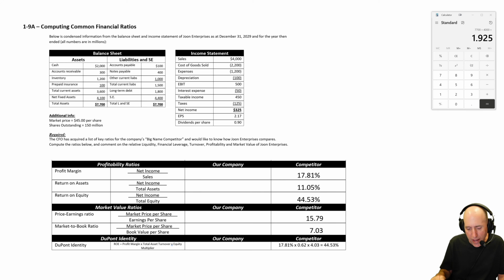Okay, one last page of ratios. We got 3 categories though. Let's start with profitability ratios. I predicted we'd do worse. Maybe we aren't going to do worse. Let's see. Net income divided by sales. First one is our profit margin. So for every dollar I sell, how many dollars in profit do I produce? 325 divided by 4,000. Okay, yeah, we are significantly worse than our competitor here.